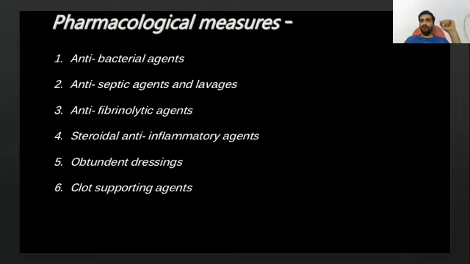Now, what are the pharmacological measures? Pharmacological measures include various types of drugs which you are going to prescribe depending upon the clinical scenario. It is not necessary that you prescribe each and every drug for the case of dry socket, because the etiology is multifactorial. The treatment is also going to be from different aspects.